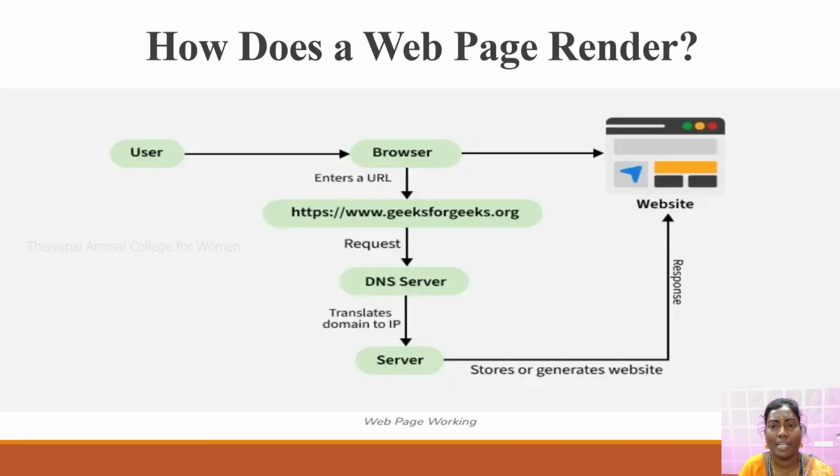And this diagram represents how a web page is rendered on the internet. So here, the user enters the URL in the browser. The browser sends the request to the DNS, that is the domain name service server, and this DNS server translates the domain to an IP address and sends it back. The server then stores and generates the website, and sends the response to the user as a website. This is how a web page works on the internet.